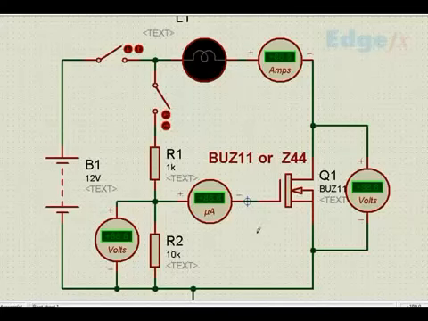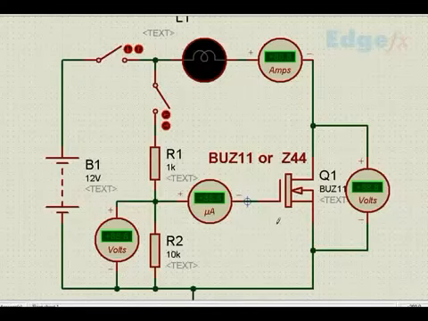Just like base, collector, emitter. Collector goes to positive, here drain goes to positive, and emitter goes to ground, that is negative, and here the source goes to ground. Basically both are the same, but here the drive considerations are different. What is the drive consideration? There we had seen that a current needs to flow in the base emitter circuit. In a transistor this is called base, this is called emitter. But the picture is different. Let's not get confused over that.